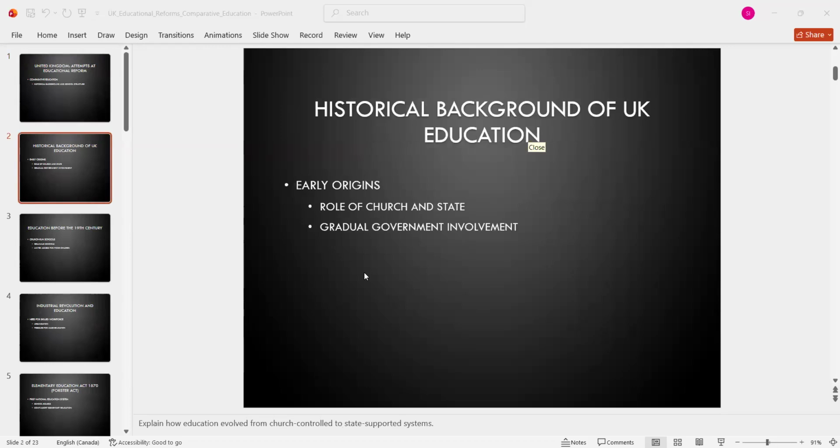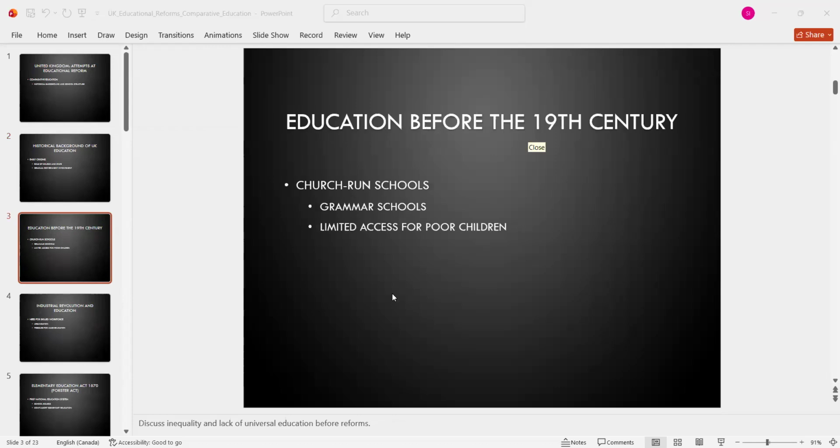Early origins. In Sri Lanka we learned the origins. And here, the role of church and state, with gradual government involvement. In education, they started with church and state, and then gradually the government became involved. So education before the 19th century: we are going to see before independence and after independence, before 1972 and after 1972 in Sri Lanka.